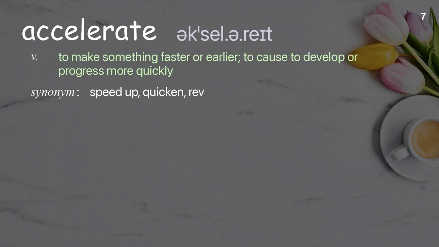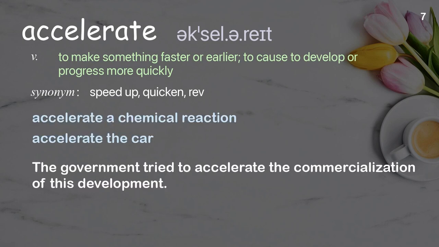Accelerate. To make something faster or earlier, to cause to develop or progress more quickly. Examples. Accelerate a chemical reaction. Accelerate the car. The government tried to accelerate the commercialization of this development.